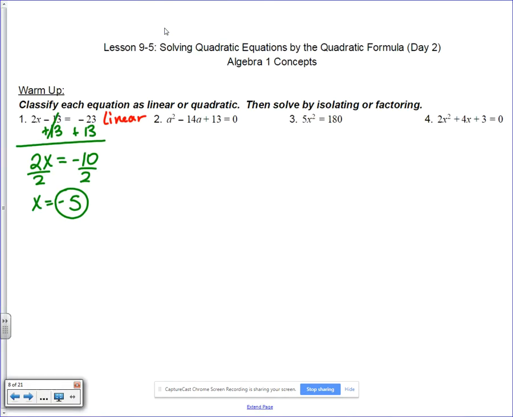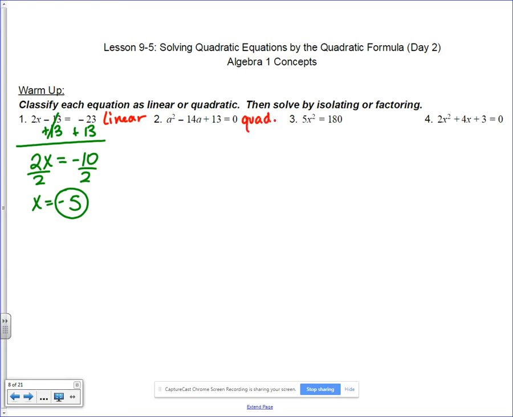Okay, so the first one was linear because there was no power of 2. Highest power was 1, right? How about number 2? That one is quadratic because why? Perfect. Everybody okay if I abbreviate to quad?